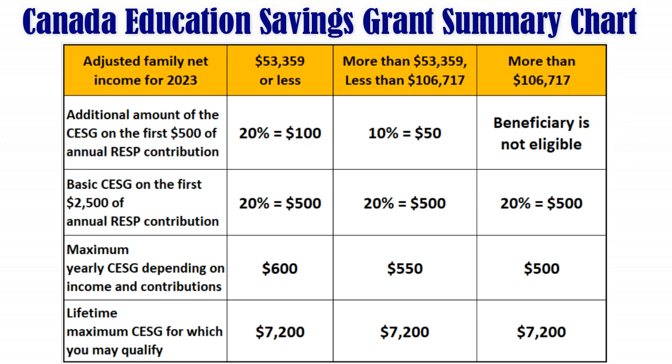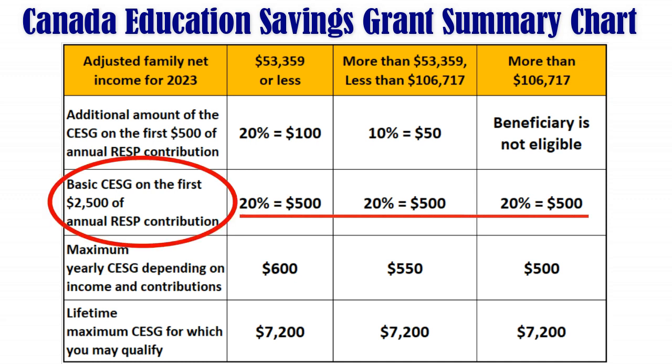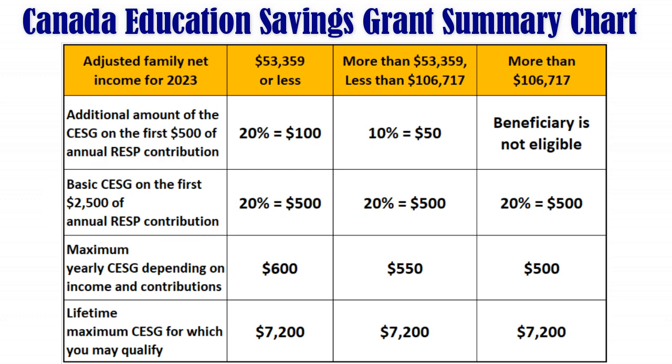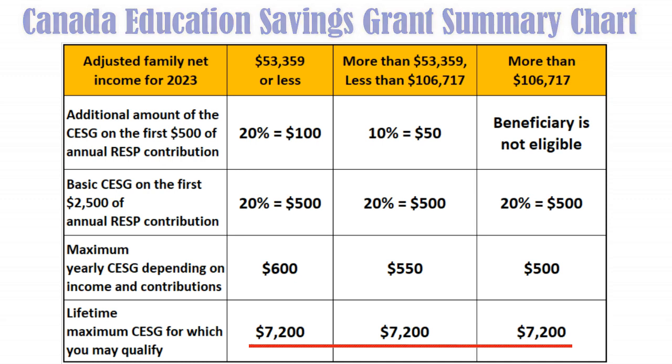All these three family categories will receive $500 as basic CESG on the first $2,500 of annual RESP contribution. Similarly, in the third row, you can see the maximum yearly CESG amount based on your family net income and contribution. So you may qualify for a lifetime maximum CESG of $7,200.